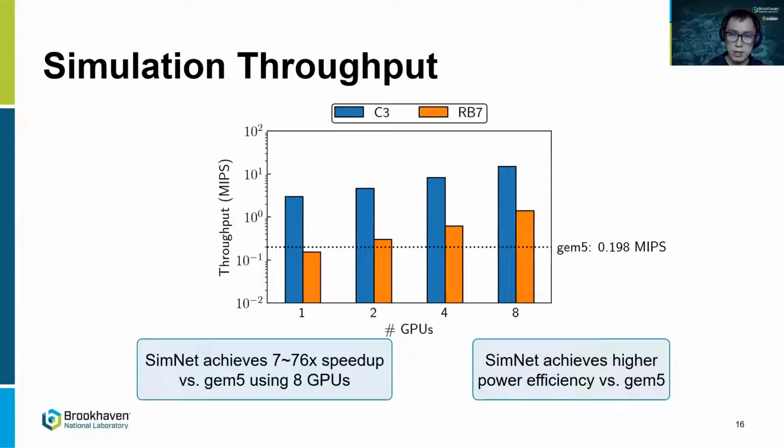This figure briefly shows the simulation throughput of SimNet with a different number of GPUs. The SimNet performance increased almost linearly with the number of GPUs. Using 8 GPUs, SimNet achieved about 7 to 76x speedup compared with Gem5. SimNet also achieved higher power efficiency compared with Gem5, thanks to GPUs' better computation efficiency.